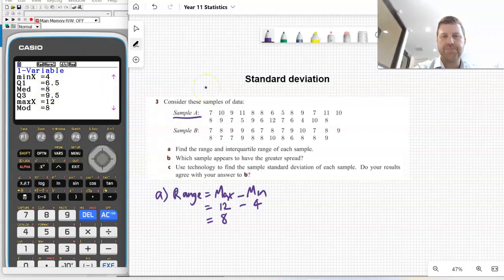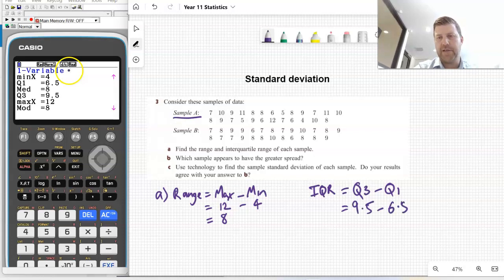Interquartile range. So let's do that. The IQR, which is Q3 minus Q1. For this set of data, it's 9.5 minus 6.5. Now your graphics calculator doesn't actually do these simple calculations for you. You have to do it, but it does tell you the values you can use. So that gives me an interquartile range of 3.